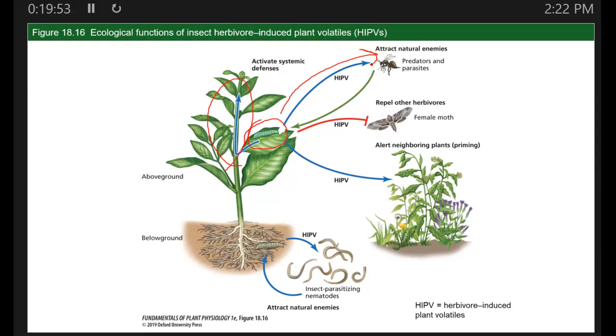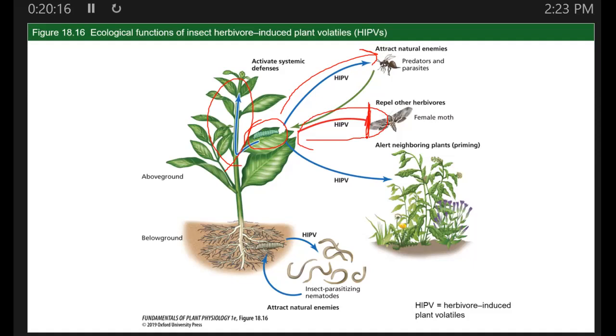You also see this red line, where they're showing that anytime there's a bar like that at the end, that means stop or inhibit. And so it's trying to show that some of these volatiles are discouraging other insect herbivores that are trying to gain a foothold.